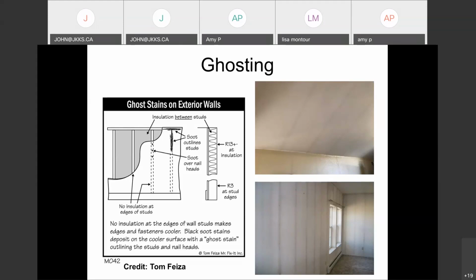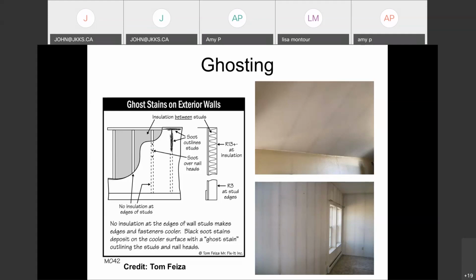So let's take a look at ghost stains on exterior walls, this little detail off to the left-hand side. So again, no insulation at the edges of the wall studs makes edges and fasteners cooler. Black soot stains deposit on cooler surfaces, with a ghost stain, as they call it, outlining the studs and usually the darker nail heads. So again, this image portrays what actually is happening with ghosting, the soot outline on the studs.